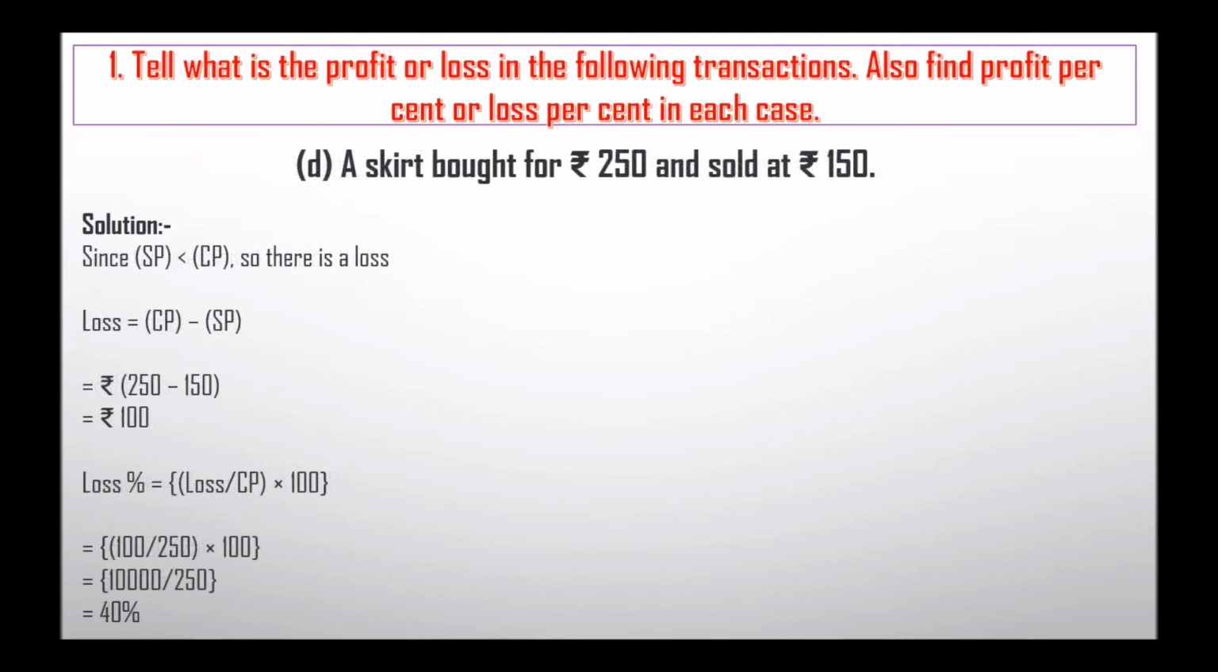A skirt bought for rupees 250 and sold at 150. Here it is loss because SP is less than CP, so loss equals CP minus SP, that is 250 minus 150, that is 100. Loss percentage we have to find, so the formula is loss upon CP into 100, that is 100 upon 250 into 100, that is 10,000 upon 250, that is 40%.